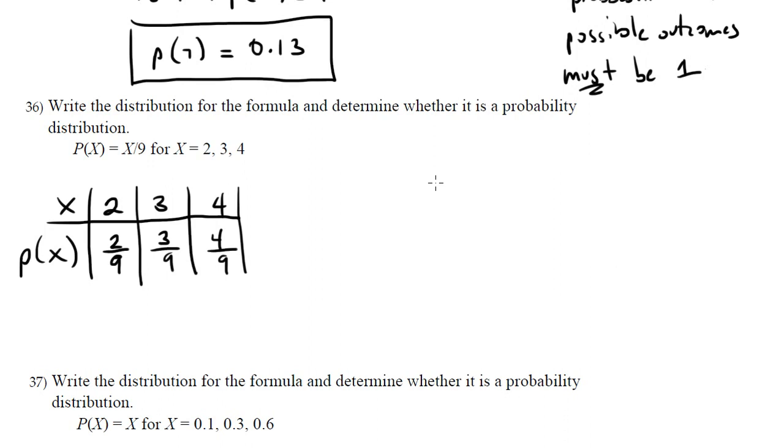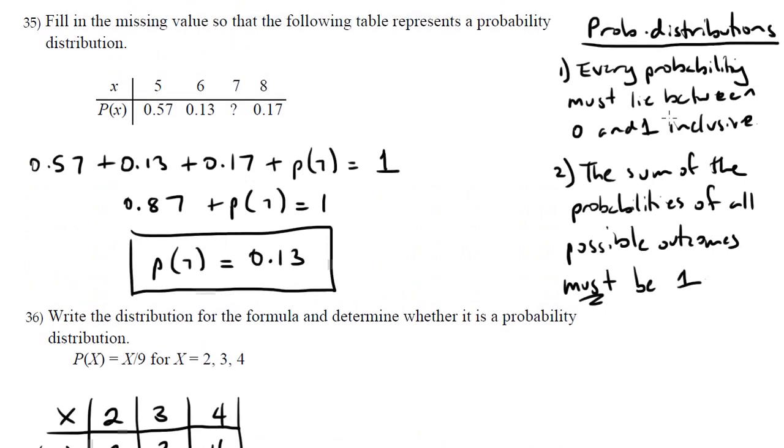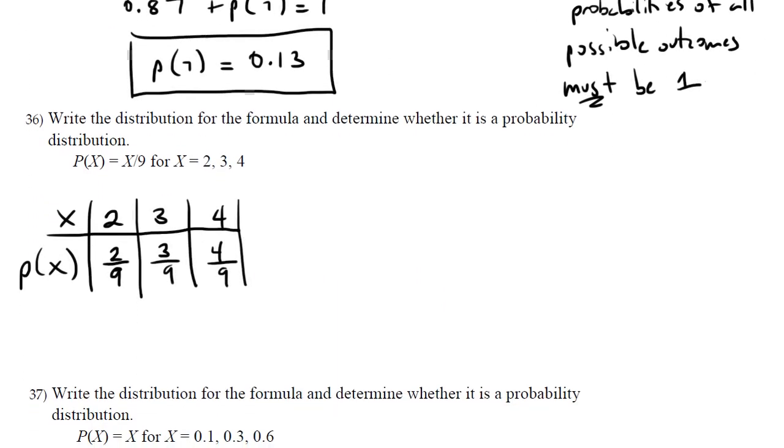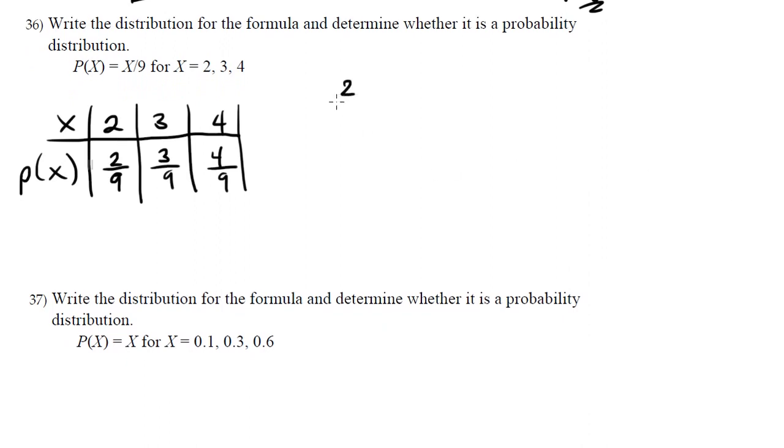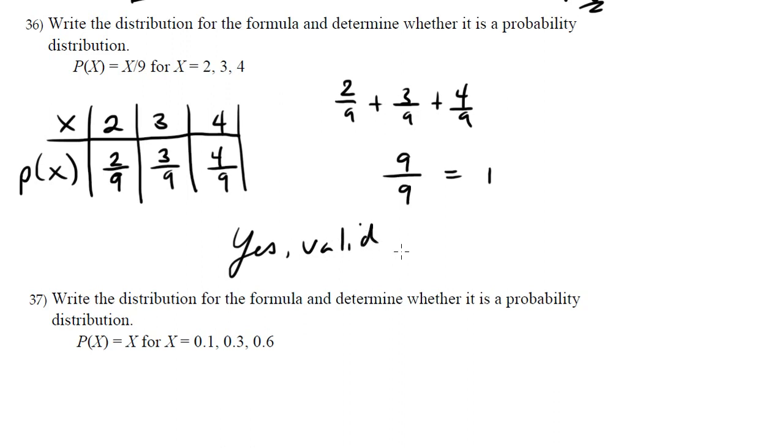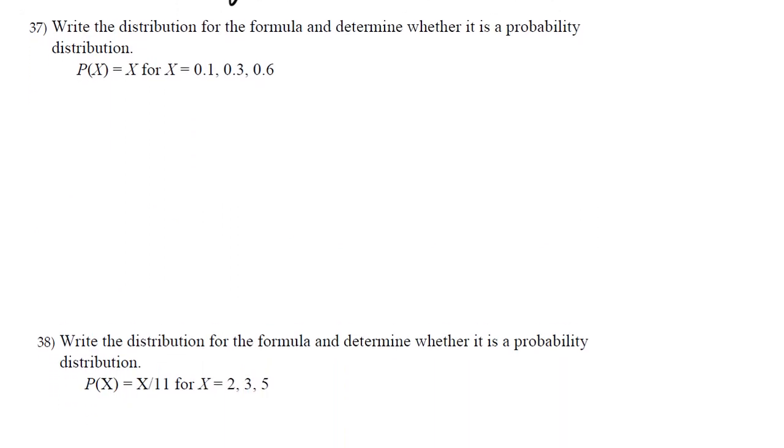Now determine whether this is a valid probability distribution. The first rule holds. Every probability is between 0 and 1. Now the sum, let's add it up and see if we get 1. 2 ninths plus 3 ninths plus 4 ninths. 3 and 2 is 5. 5 and 4 is 9 over 9, which equals 1. Yes. Valid probability distribution. That's what we're checking for. Once we see those 2 rules hold, then we're good to go. And we're doing the same for 37 and the same for 38.